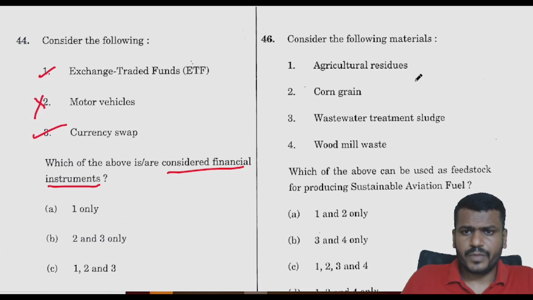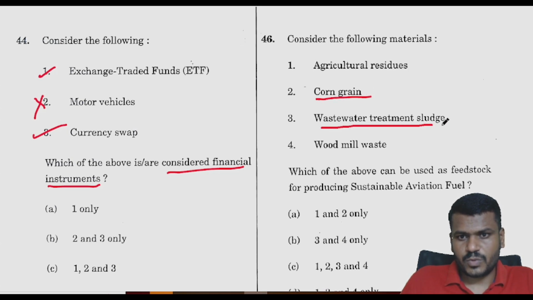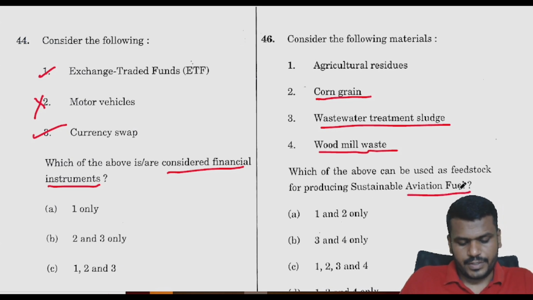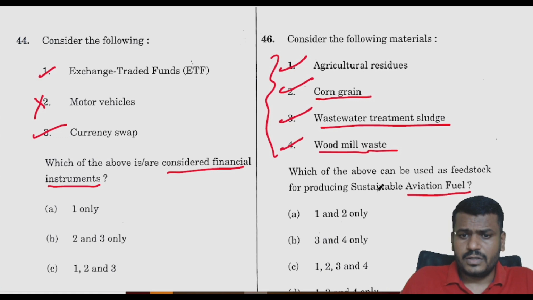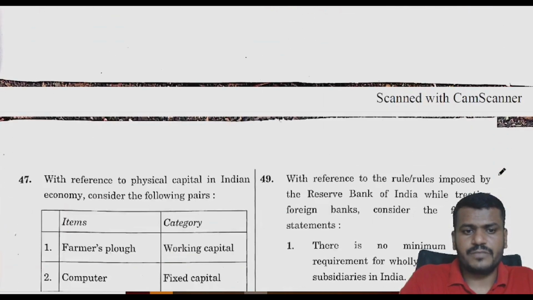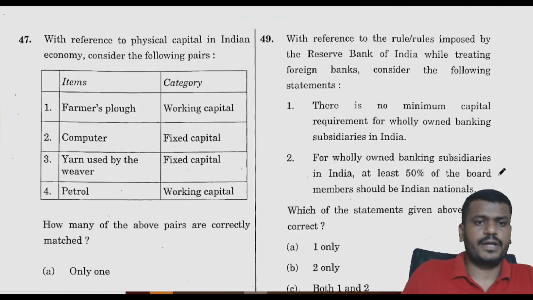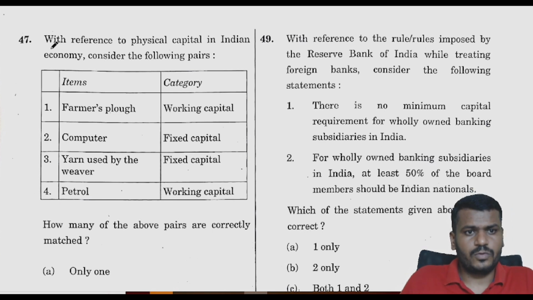Next, consider the following materials: agricultural residues, corn grains, wastewater treatment sludge and wood mill waste. Which of these can be a feedstock for producing sustainable aviation fuel? Interesting question, sustainable aviation fuel. Definitely, all of these are responsible, meaning with the help of all these we can produce sustainable aviation fuel. Aviation fuel is nothing but what we use in aircraft, in whatever flights are there.